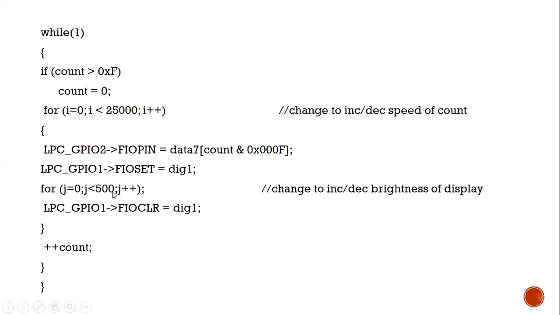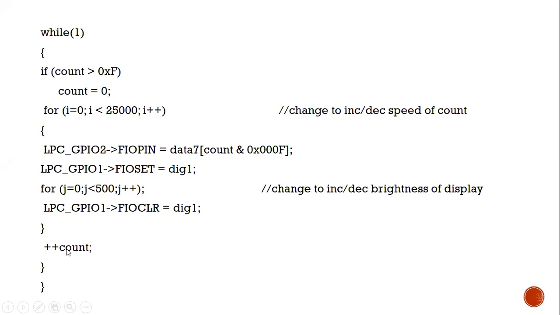And we will have another loop over here. Once again, I am repeating, this j loop is for increasing or decreasing the brightness of the display. Next, if the value becomes F, what should happen? The digi1 must be cleared to 0. So the next pin I'm going to declare here. If it becomes maximum, I'm going to use this line.